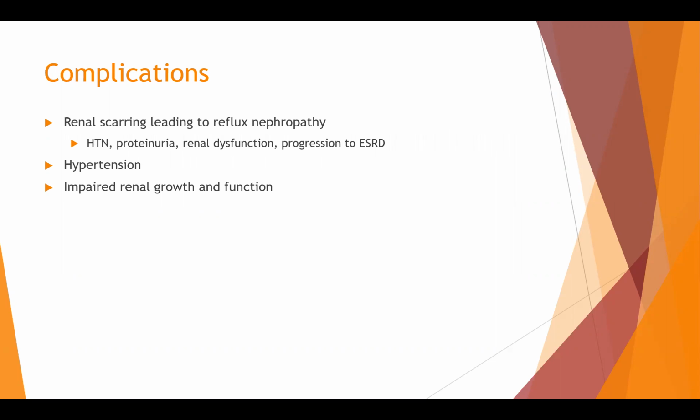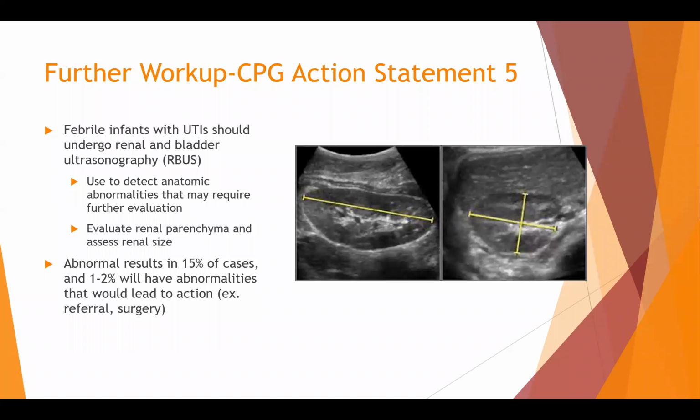So yeah, I sort of mentioned this before. Certain renal scarring can lead to renal dysfunction, hypertension, proteinuria, and then end up perhaps progressing to end-stage renal disease, which is why we care so much about treating this. All right, so action statement number 5. This is about our renal and bladder ultrasounds.